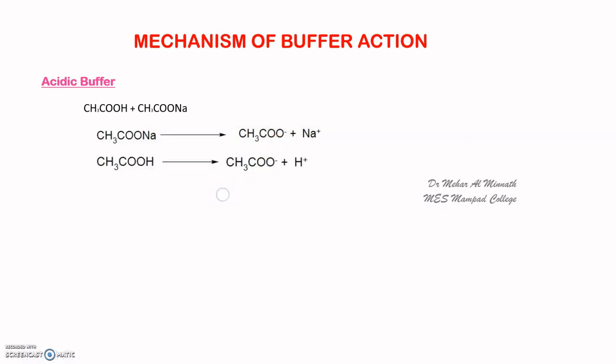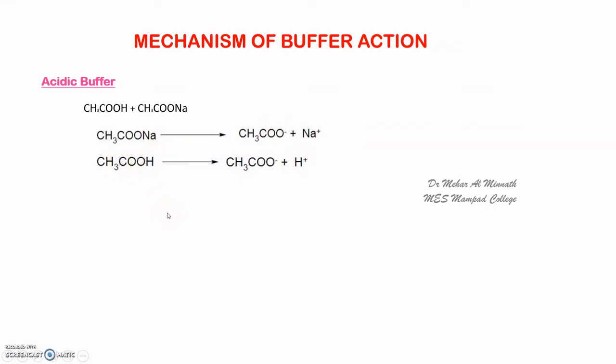And acetic acid also will ionize to form acetate ion and H plus ion. But since acetic acid is a weak acid, it will ionize incompletely, or only partial ionization of acetic acid happens. So you can say that in the acidic buffer solution, you will have acetate ions, sodium ions, H plus ions and acetic acid.